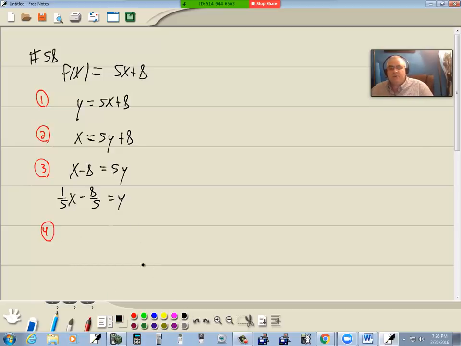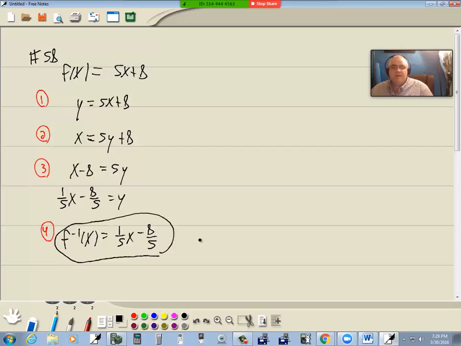And then step 4, put your inverse notation in. So we replace the y with our inverse. So the inverse of f is equal to 1/5 x minus 8/5. And that would be our answer.